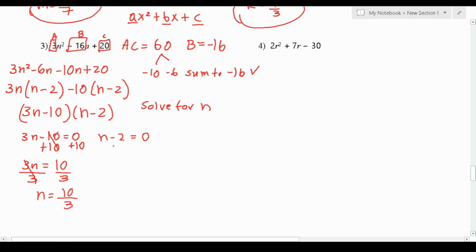And this one's much simpler. It's going to take 1 step to solve. We're going to add 2 to both sides. This crosses out, leaving us with n equals 2. And just like that, we went ahead and solved this one using the Australian method.